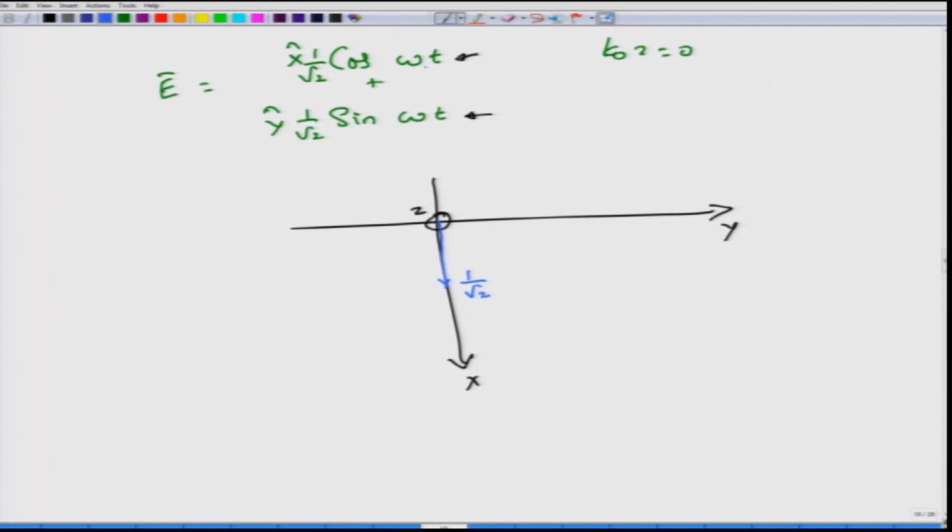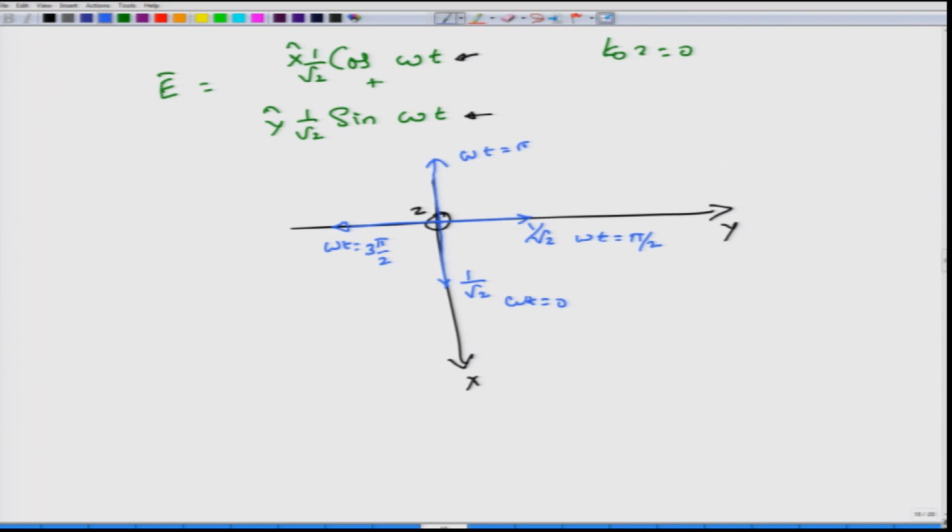Now, at omega t equal to pi by 2, the x component will be 0, and the y component of the electric field will be along the y axis, of course, and it will also have an amplitude of 1 by root 2. Since between omega t equal to 0 to omega t equal to pi by 2, the field line has changed from x to y, right, and at omega t equal to pi, you will see that sine of pi will be 0, but cosine of pi will be minus 1. So, the direction of the electric field will be along the minus x axis at omega t equal to pi, and at omega t equal to 3 pi by 2, this would be directed along the minus y direction.